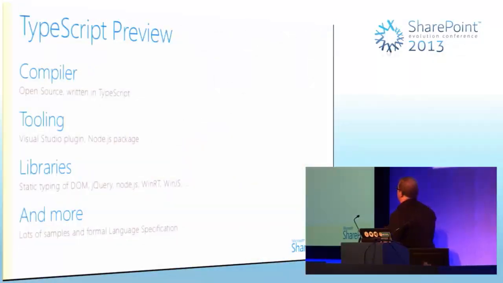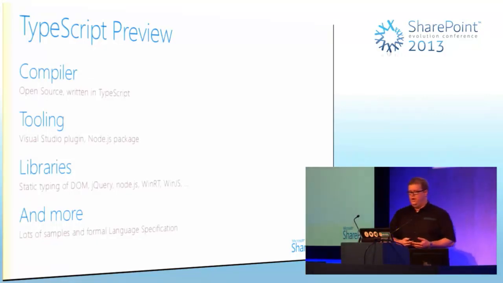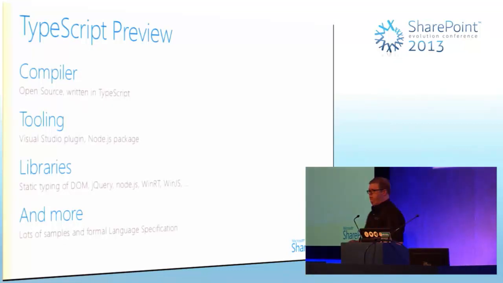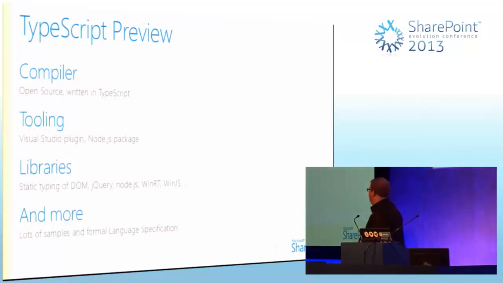A couple other things. TypeScript is in preview. The compiler is open source. It's written in TypeScript. Tooling: Visual Studio plugin, Node.js package. I think you're going to see more and more. I don't think there'll be a Notepad plugin, but maybe, you never know. Notepad++ maybe. Libraries: DOM, jQuery, Node.js, WinRT. Pretty much a lot of our libraries are coming up to speed, like Windows 8 and things like that. And a lot more. Lots of stuff going on with this.